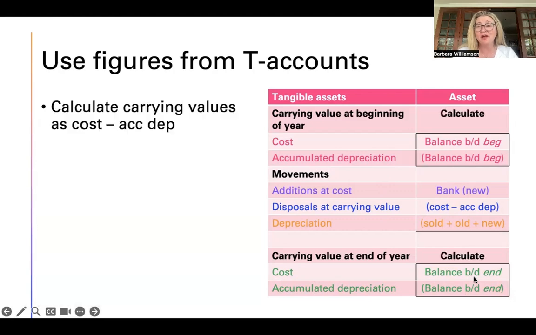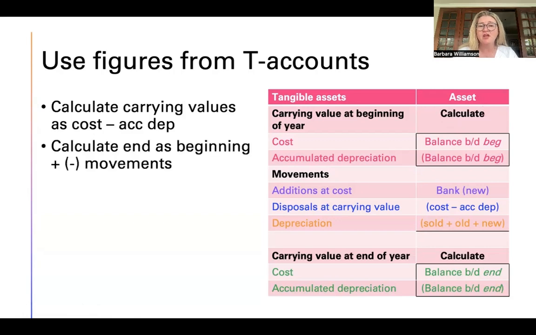Then all you do is you work out the missing pieces. Obviously, you can calculate the carrying value at the beginning and the end by saying what is the cost less the accumulated depreciation. You can calculate the end also as the beginning plus minus these movements. And it should be exactly the same. If it's not, you know there's a problem.